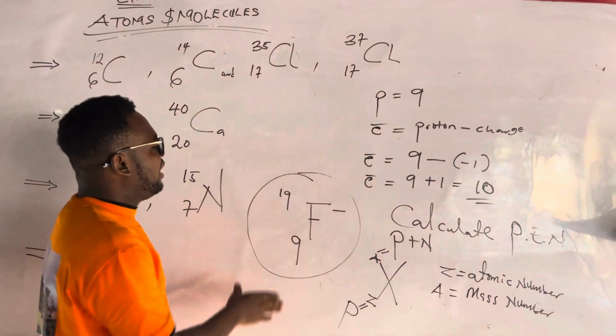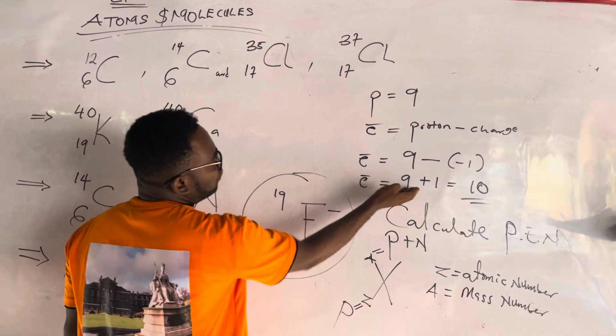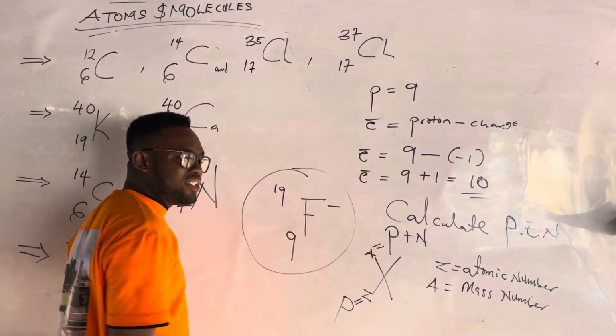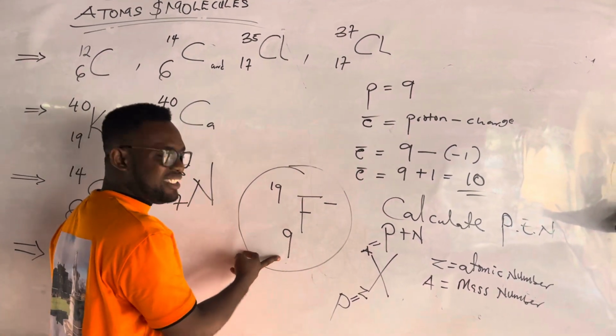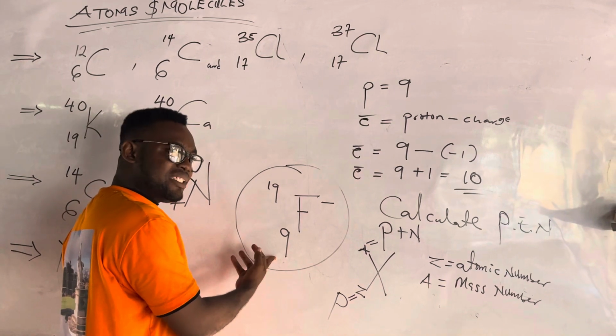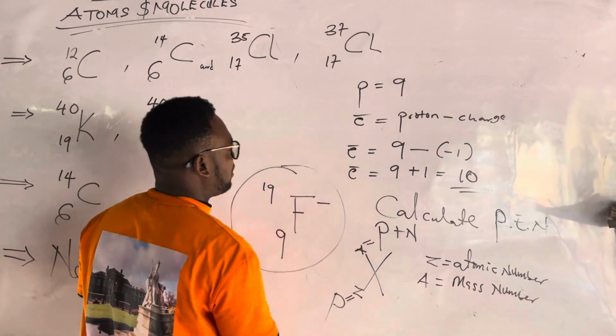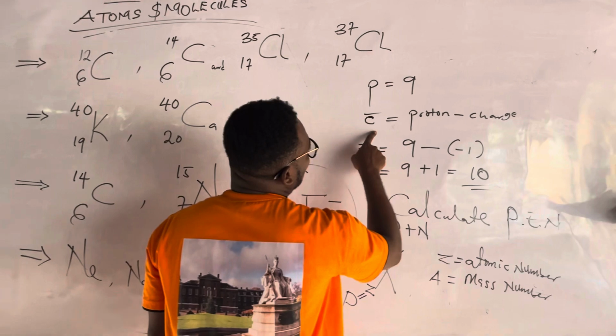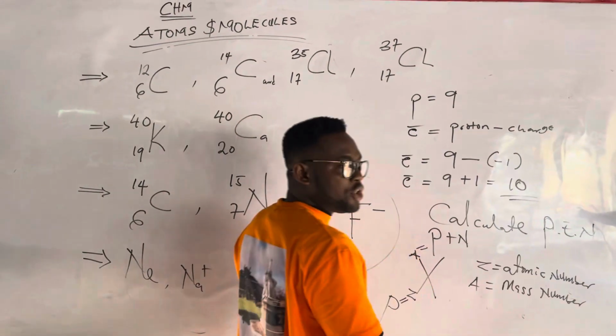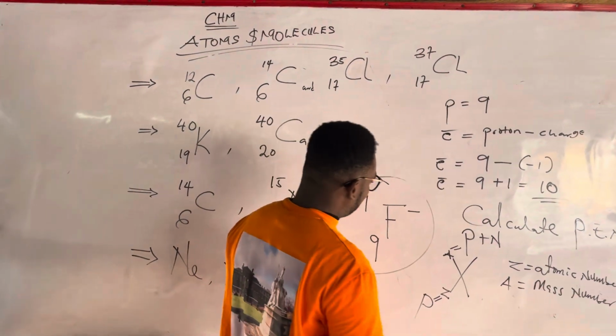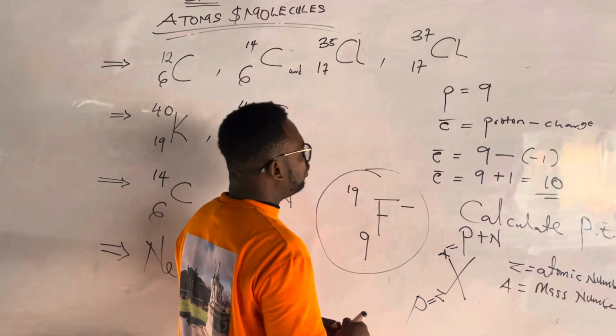But if you do this by mere looking at it, you may not see that electron equals 10. Some students may say 8. Right? So that is exactly what we're talking about. So you must use this formula. Electron equals proton minus what? Charge.